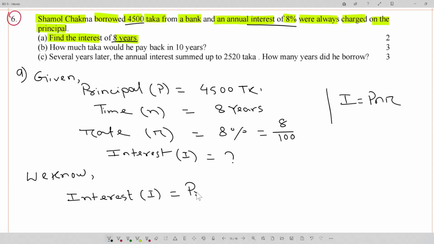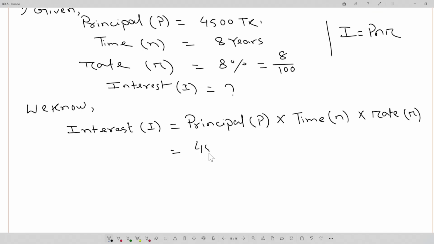It means principal P times N means time, and interest rate means rate, which is R. So we should implement this now. Principal is 4,500 times N is 8 years times rate is 8 by 100. Okay, so we can cancel 0 and 0, 0 and 0. So here is 45 times 8 times 8.